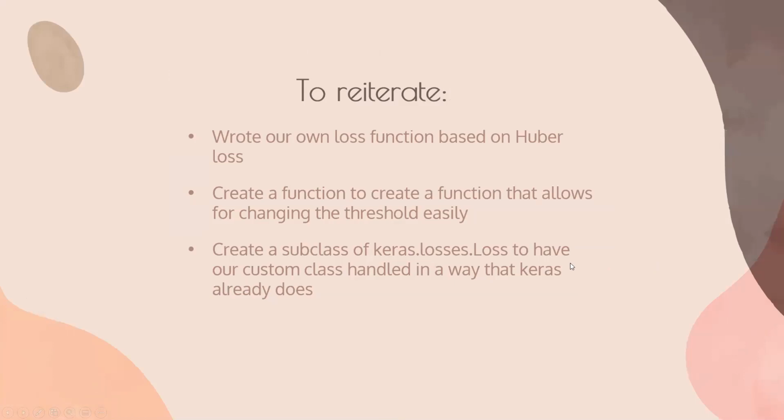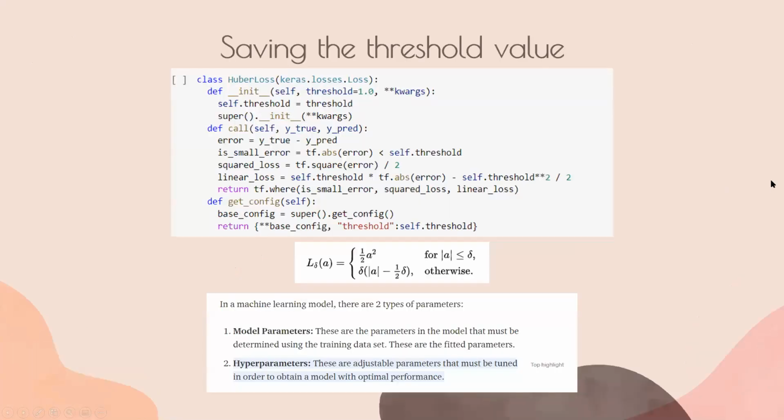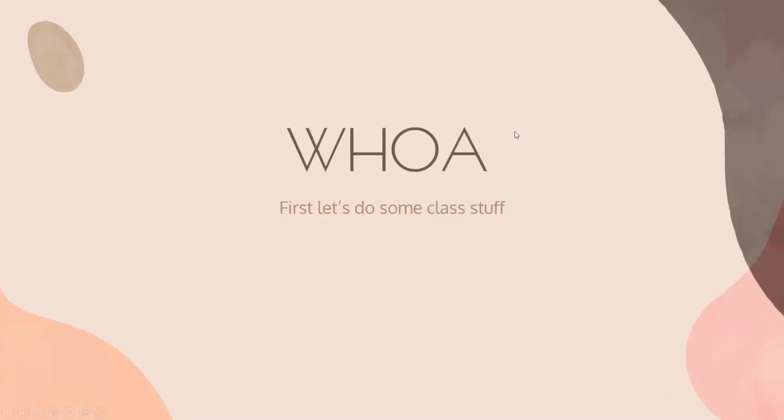So to reiterate what we've done, we've written our loss function based on Huber loss. Then we created a function to create another function that allows for us to change the threshold. Remember, it was like in this, right? So we created a function to create another function. Looks like it's here, right?